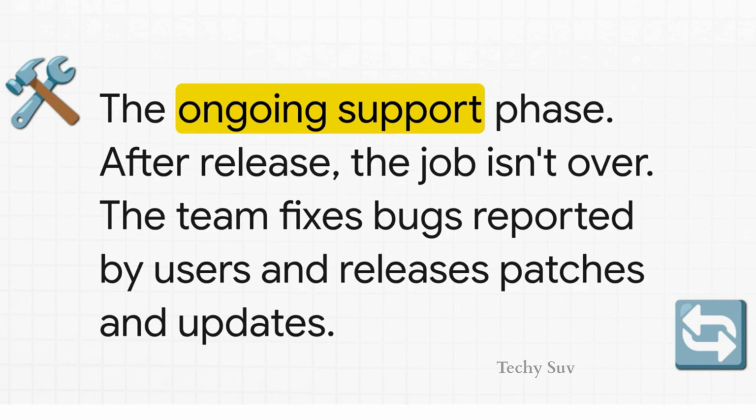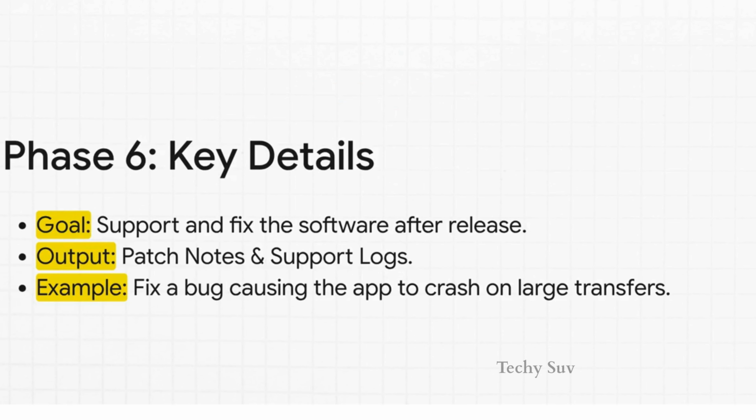But hold on, the waterfall doesn't just stop and disappear. It flows into one final, ongoing phase. You can think of it like a maintenance pool at the very bottom. The software is out there, but the job is never really over. It has to be supported. This whole phase is about reacting to what happens in the real world. Users are going to find bugs that nobody in testing caught, or they might request small improvements. So, for instance, if customers start reporting that our banking app crashes whenever they try to transfer a really large amount of money, the team would jump in, create a patch to fix it, and push out an update.